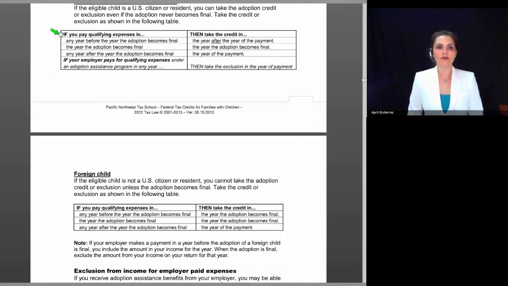You can see it says if you pay the qualified adoption expenses in any year before the year the adoption becomes final, then you take the credit in the year after the year of the payment. And if you pay the expenses in the year the adoption becomes final, then you take them in the year the adoption becomes final. If you pay the expenses in any year after the year the adoption becomes final, then you take the expenses in the year of payment. And if your employer pays for qualifying expenses under an adoption assistance program in any year, then you take the exclusion in the year of the payment.